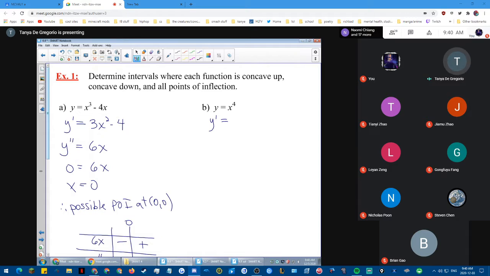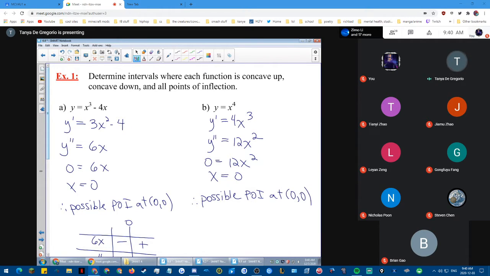Okay, so y equals x to the 4, taking the derivative. Second derivative, 12x squared. Set it equal to 0. And we see that x equals 0 once again. So this is again a possible POI at 0, and you sub in 0, you get 0. So we need to check.